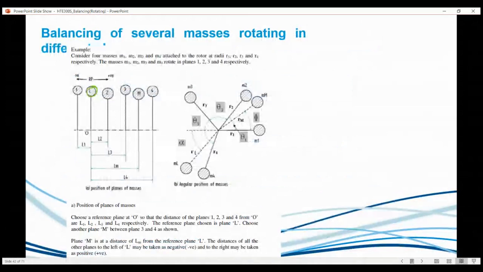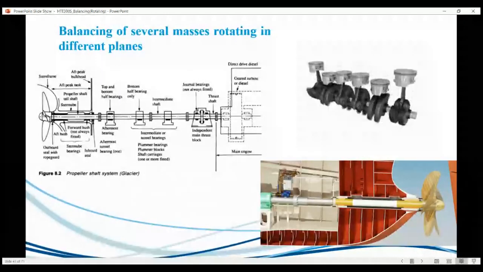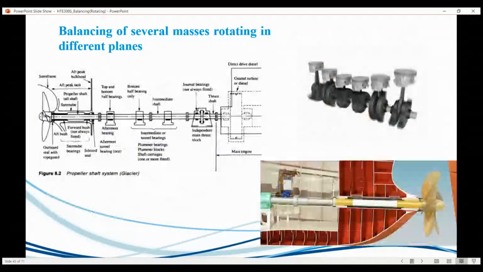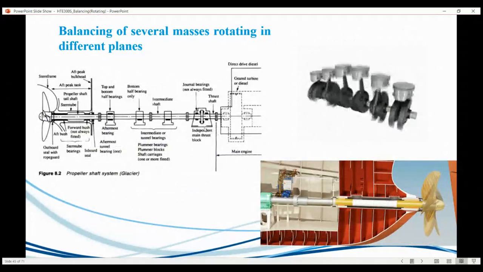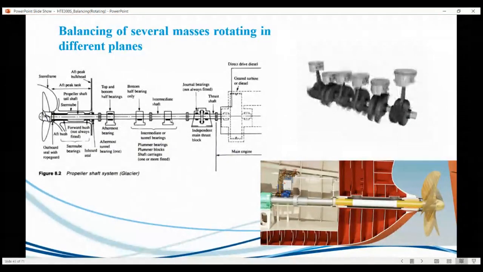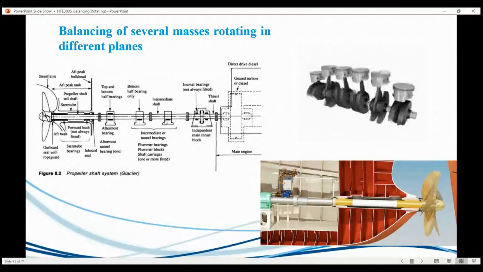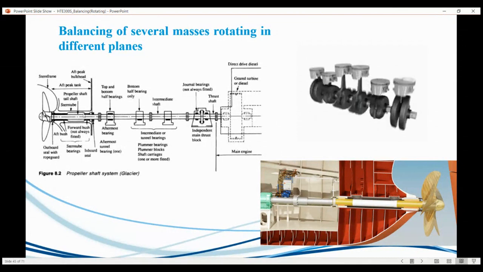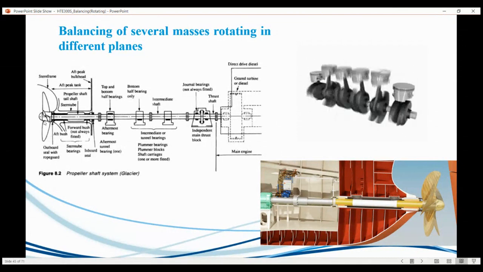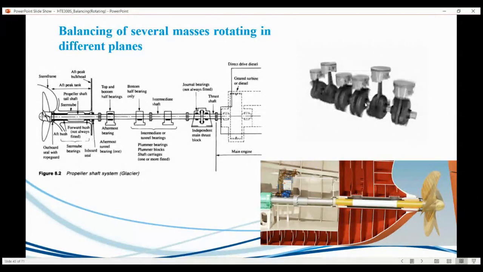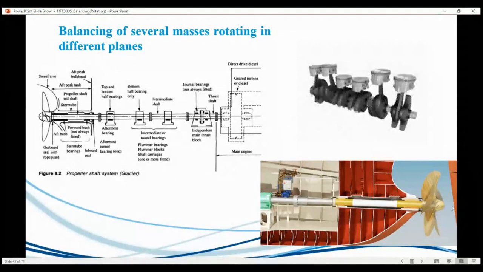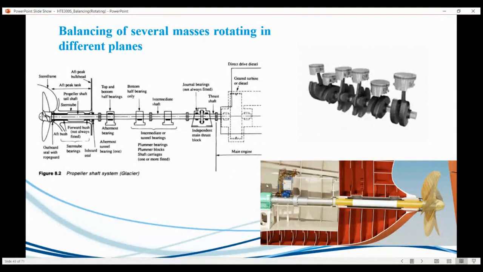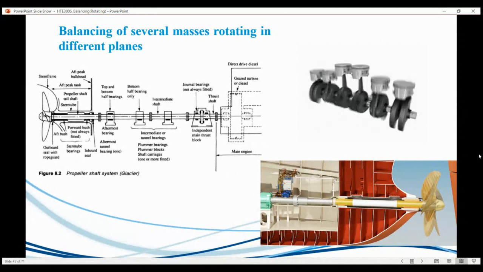So that's the idea here. Instead of having the same plane, it's going to be in a different plane. What it looks like in real life, for instance, is where you have your propeller shaft system and your bearings, say journal bearings there and a bearing there, and as it's rotating you've got the gearbox. This is direct drive, but you have the gearbox rotating on the shaft, and obviously that's not in the same plane, so it has to be balanced.